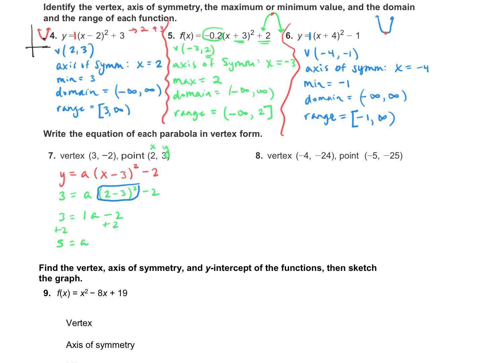So our equation, or our function, y equals, now we know a is a 5, and then x minus 3 squared minus 2. There's our vertex form.